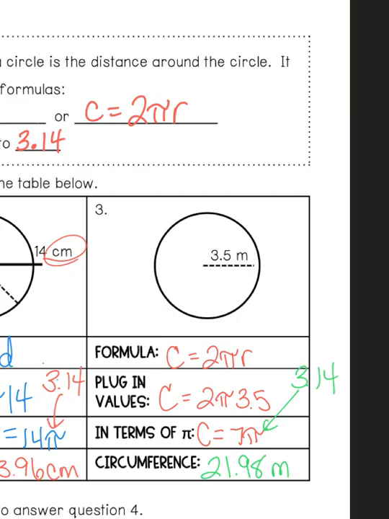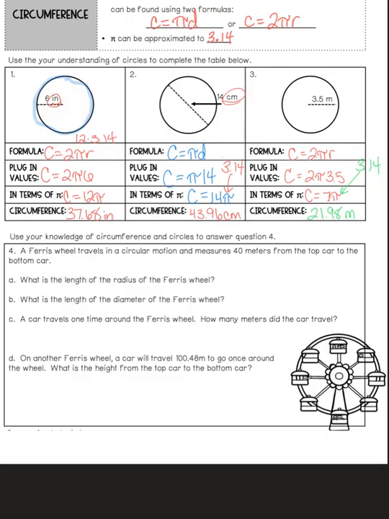Okay, let's do these word problems now. It says that a Ferris wheel travels in a circular motion and measures 40 meters from the top car to the bottom car. So that means from here to here is 40 meters. What is the length of the radius? Well, the radius would be half of that, 20 meters. What would be the length of the diameter? Well, that would have to be 40 meters.